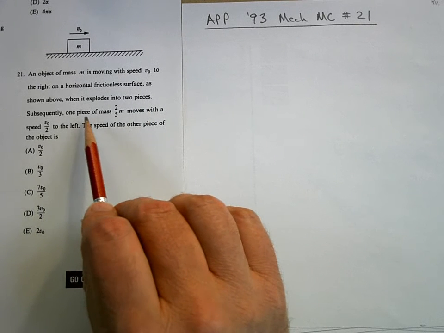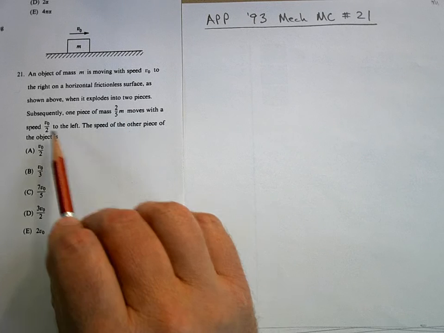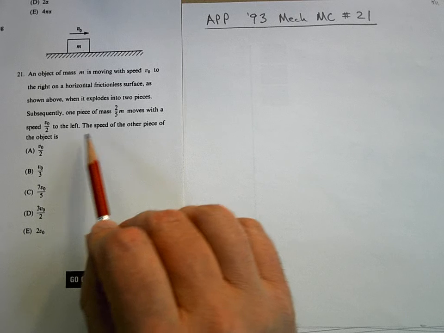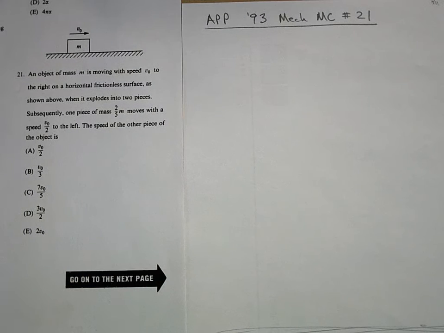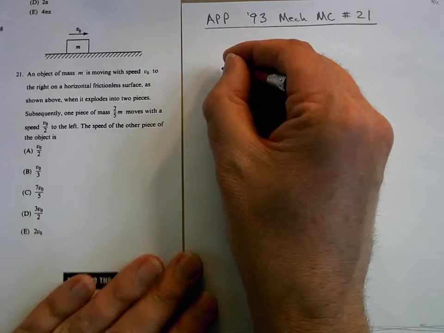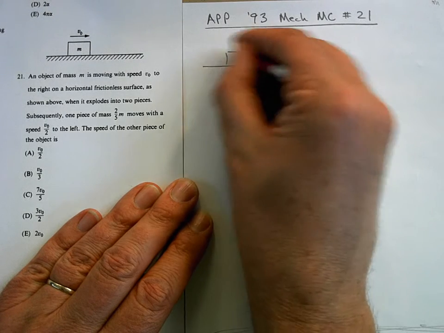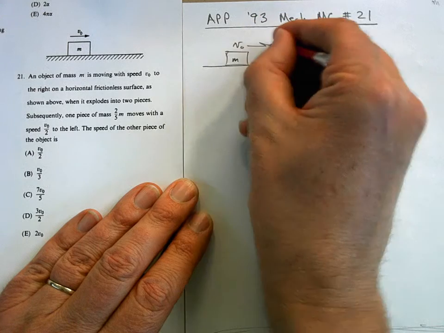Subsequently, one piece of mass 2/5 m moves with a speed of v0 over 2 to the left. The speed of the other piece of the object is... well, first of all, let's take a look at this. I'll draw a quick sketch, which you probably wouldn't have to do if you're actually taking the test. Here it is before: here's m and here's v0.